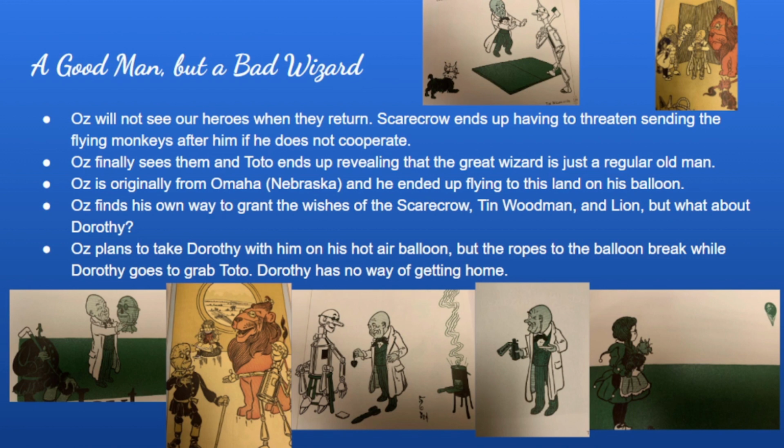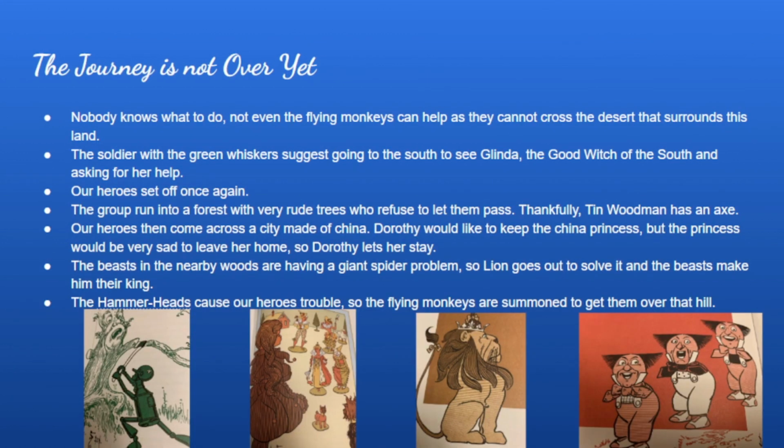At the send-off, he appoints Scarecrow to take his place and rule over Emerald City. Well, Toto chases after a cat in the crowd. Dorothy chases after him and picks him up, but it's too late. After the ropes break, the balloon and Oz are already gone. Nobody knows what to do. Dorothy asks the flying monkeys for help, but they can't carry her beyond the desert.